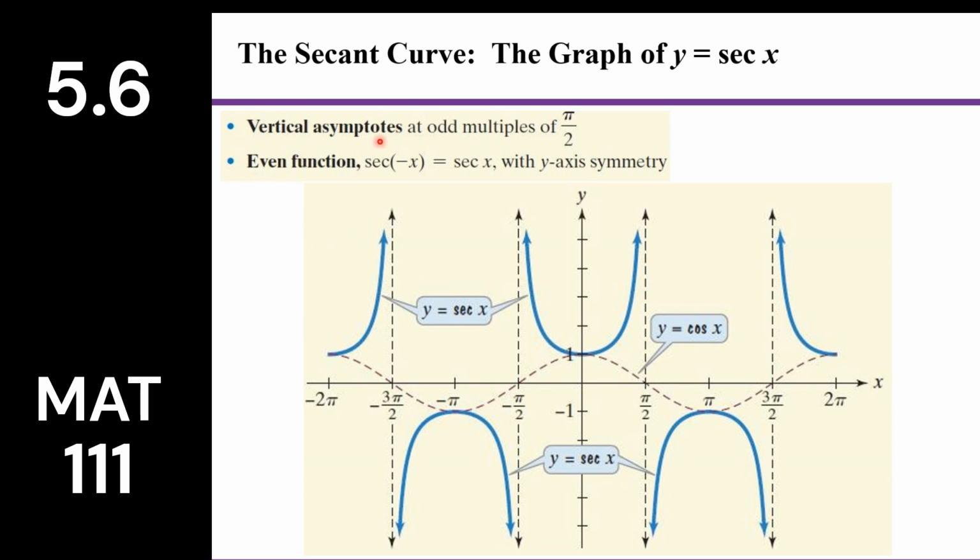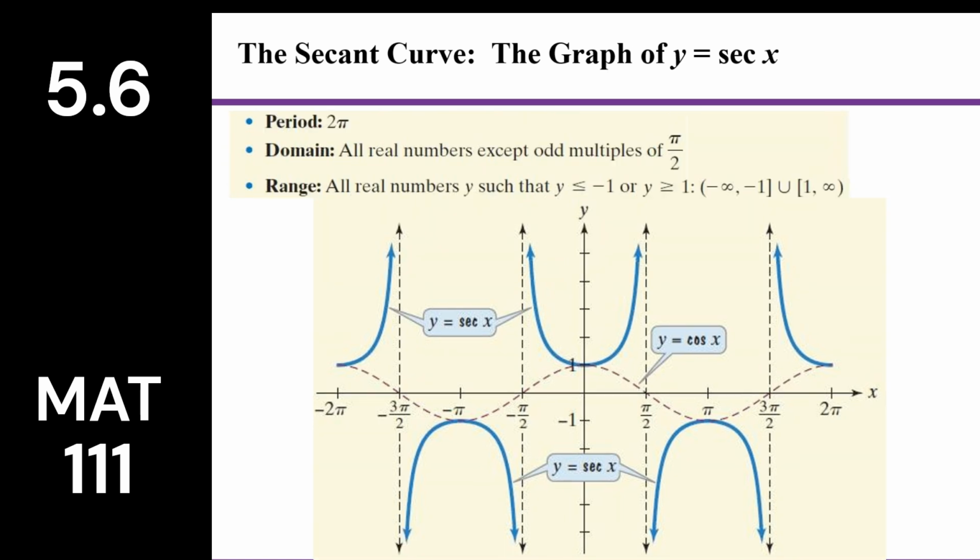The secant curve has vertical asymptotes. Those come at odd multiples of pi over 2. And it's an even function, which means as you go in the negative direction, those x values will give you the same height as if you go in the positive direction. The secant graph has a period of 2 pi. Its domain is going to be all real numbers except at odd multiples of pi over 2. The range is similar to that of the cosecant, and that is that it goes from -infinity and stops at -1, and then picks back up at 1 and goes up to positive infinity.